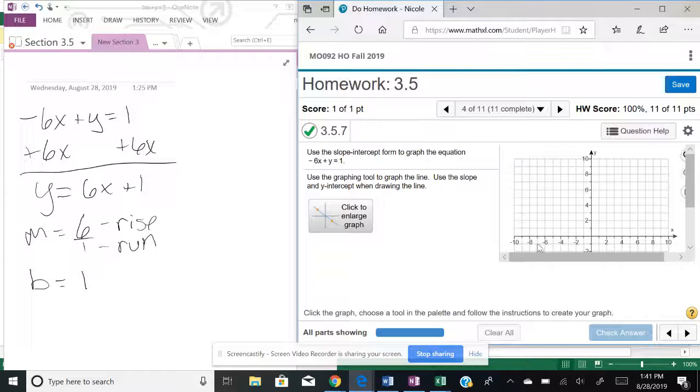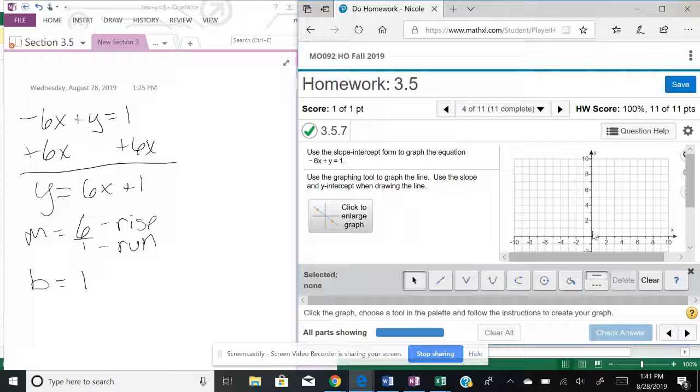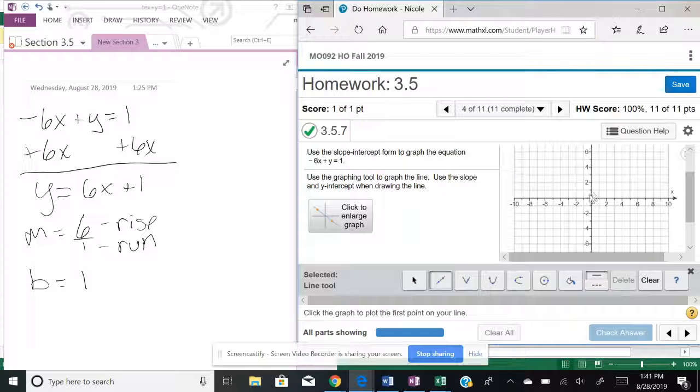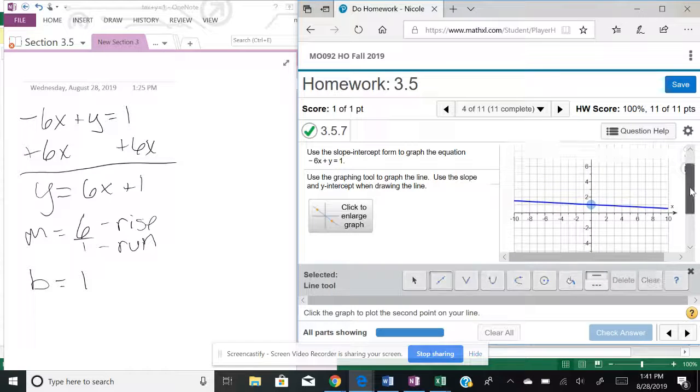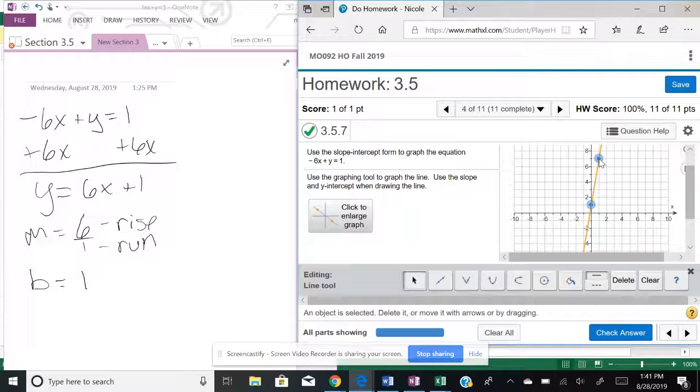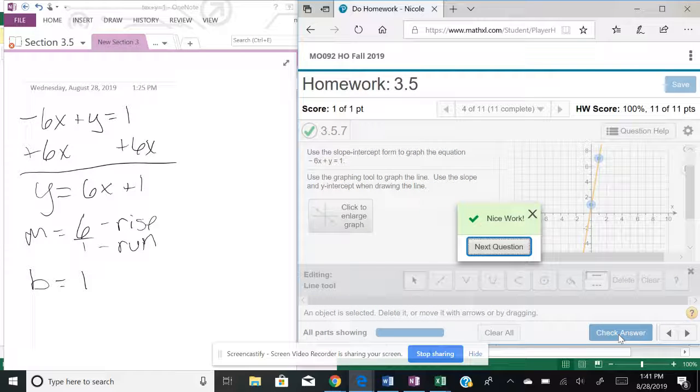So I can come back over to my graph, and I'm going to start at 1. Well, let me click on the line. So I'm going to start here at 1, and then I'm going to go up 6. 1, 2, 3, 4, 5, 6. Oops, 6 and 1. And you're going to click enter.